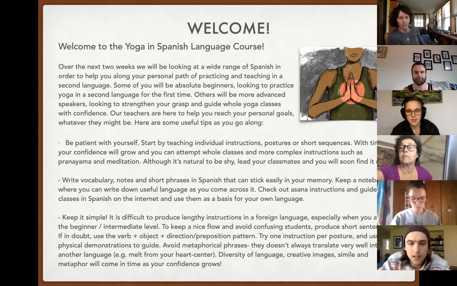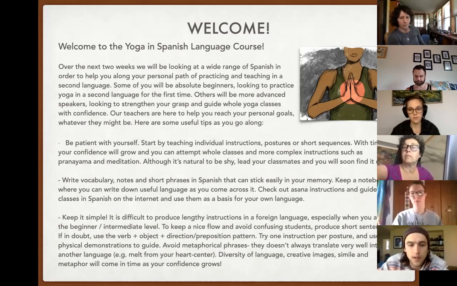Keep it simple. It is difficult to produce lengthy instructions in a foreign language, especially when you are at the beginner intermediate level. To keep a nice flow and avoid confusing students, produce short sentences. If in doubt, use the verb plus object plus direction preposition pattern. Try one instruction per posture and use physical demonstrations to guide. Avoid metaphorical phrases. This doesn't always translate very well into another language. Example, melt your heart center. Diversity of language, creative images, simile, and metaphor will come in time as your confidence grows.